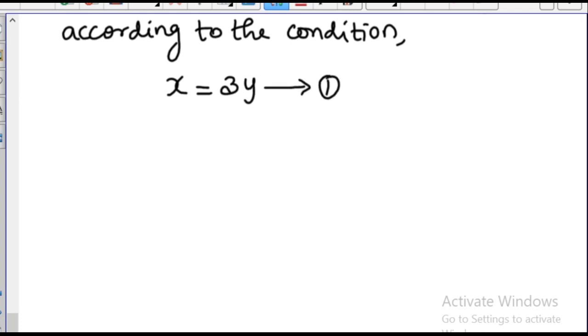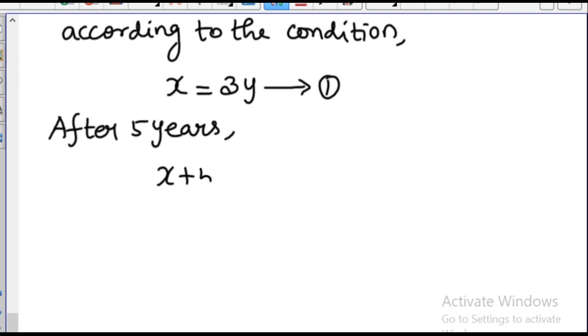Then another condition, after 5 years. So after 5 years means you should add plus 5 with x. So after 5 years means you should add x plus 5 is equal to, we know that it is the sum of the ages of two sons.